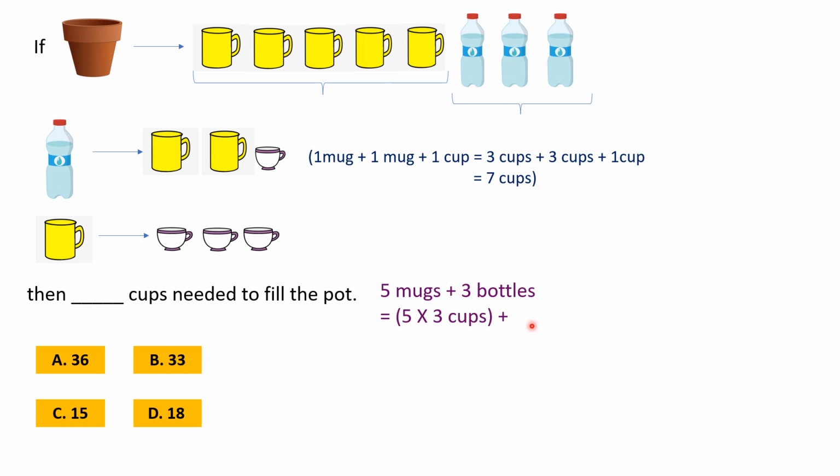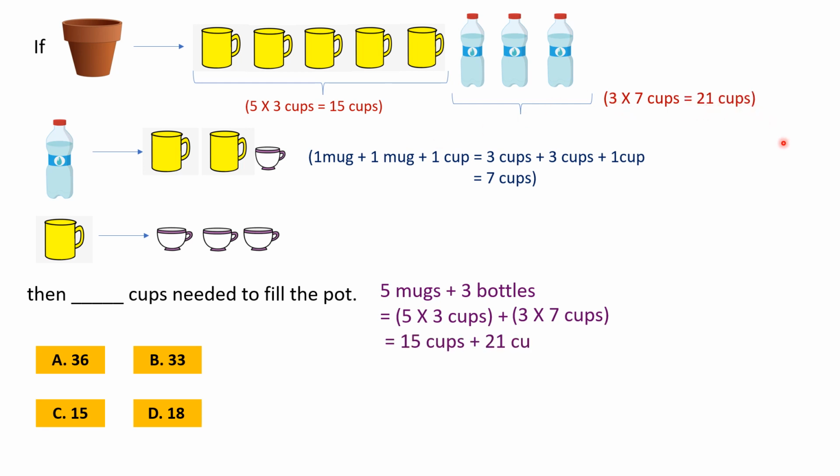So the capacity of 3 bottles will be 3 into 7 cups. So 5 into 3 cups is equal to 15 cups and 3 into 7 cups is equal to 21 cups. When added together, we got 36 cups. So 36 cups are needed to fill the pot. So the correct option is A 36.